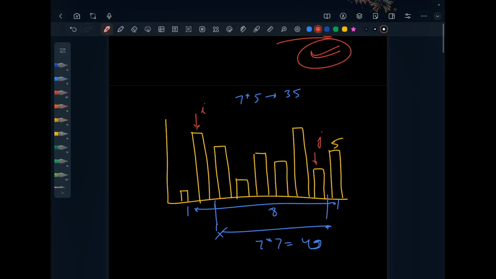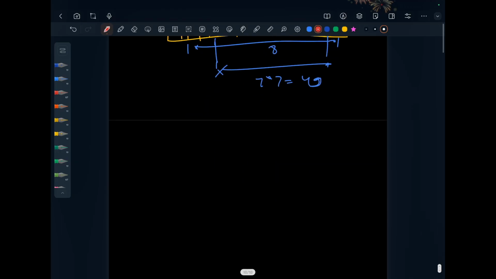Now here you will calculate again. Now again you will think maybe this height is not the best height, so you will move your j again. So in this way you will move your j while comparing between heights, and you will stop your loop when your i and j reach the same index. So let's take a simple example.